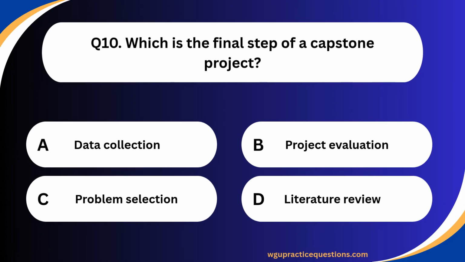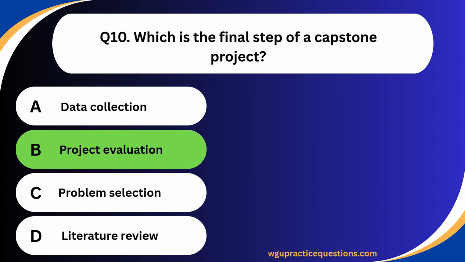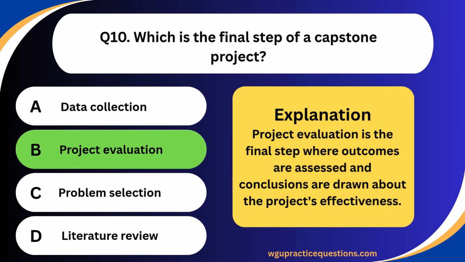Question 10. Which is the final step of a capstone project? A. Data collection. B. Project evaluation. C. Problem selection. D. Literature review. Which one is the correct answer? The correct answer is B. Project evaluation. Explanation. Project evaluation is the final step where outcomes are assessed and conclusions are drawn about the project's effectiveness.